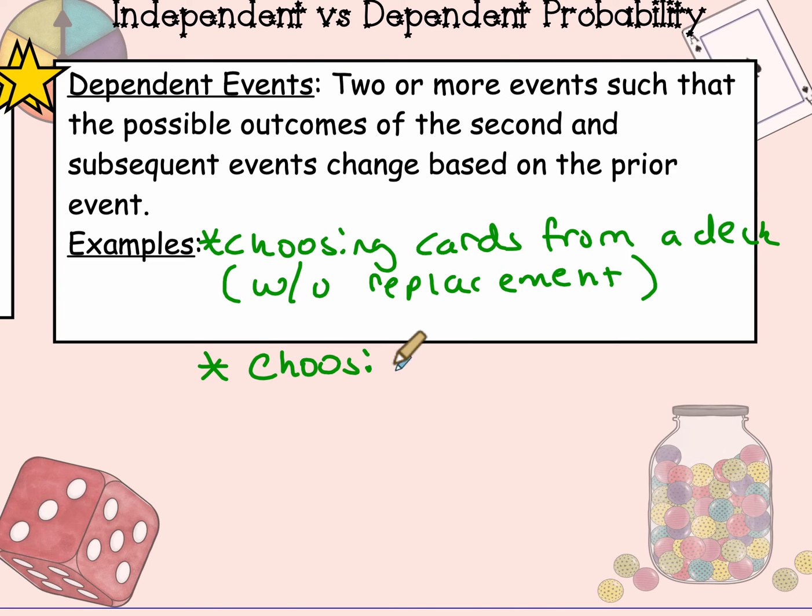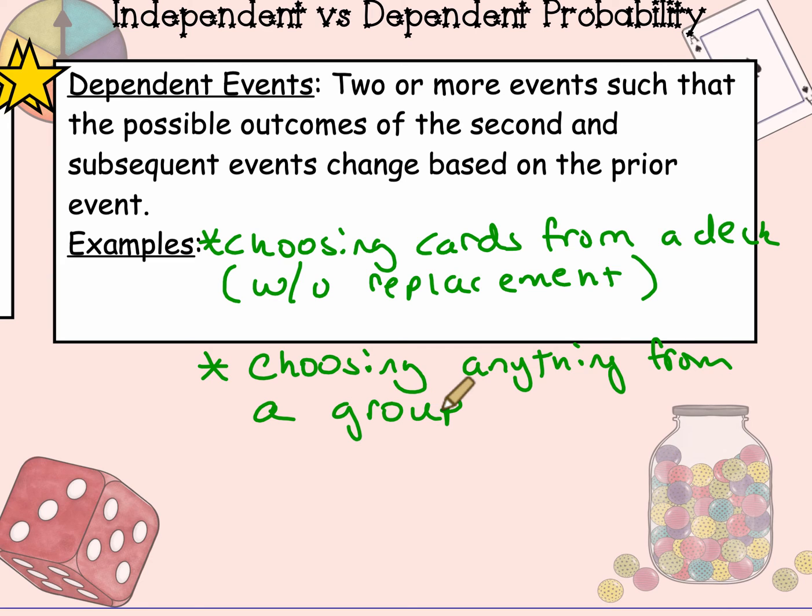So you have less things to choose from. So choosing anything from a group without replacement is always going to be dependent events. So if you were in a class and your teacher randomly calls on a student's name, but has a rule that they're never going to call on the same student twice in one class, and your name just got chosen, then you can be happy that you're not going to be called again.